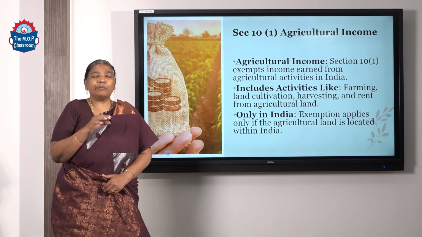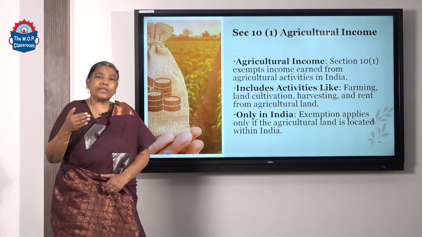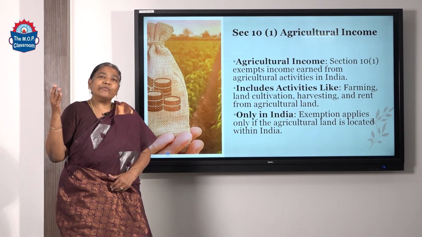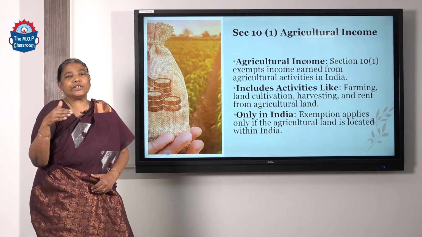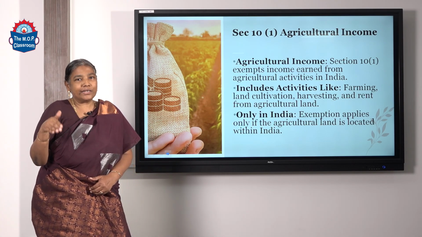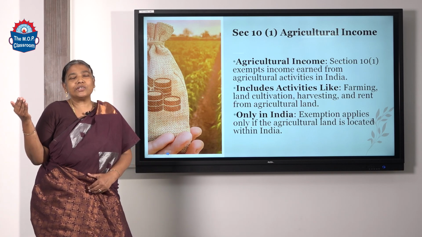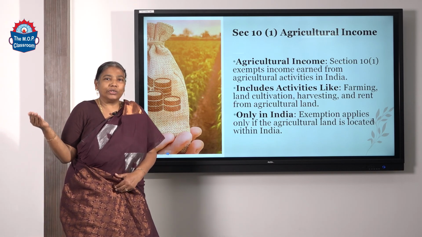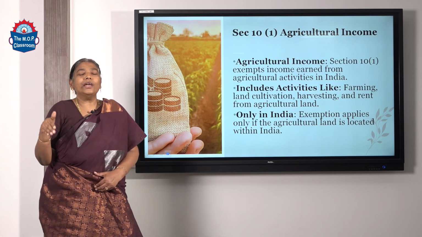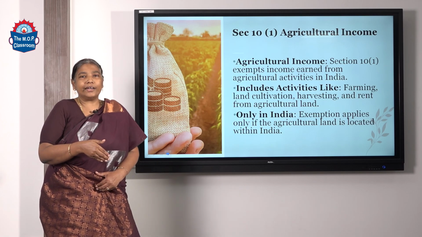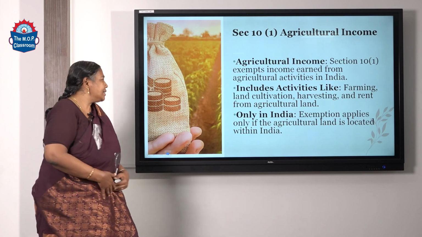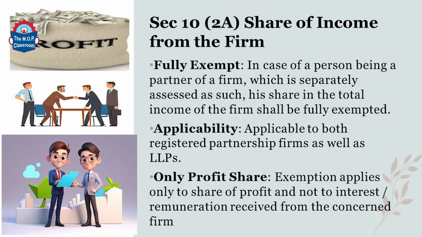The land should be located in India and it must be used only for agricultural purposes. Agricultural purposes include cultivation, farming, harvesting, and processing operations, which are classified into two: basic operations and subsequent operations. The basic operation involves manpower, and subsequent operations include removing undesirable growth, irrigation and so on, and finally harvesting. These operations should be carried out by the assessee on the agricultural land. Provided this condition is satisfied, the income is fully exempt from tax. That is our first item under Section 10 of the Income Tax Act.